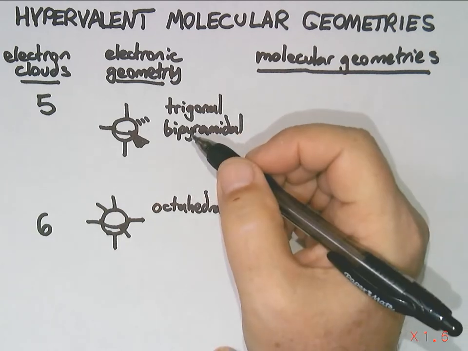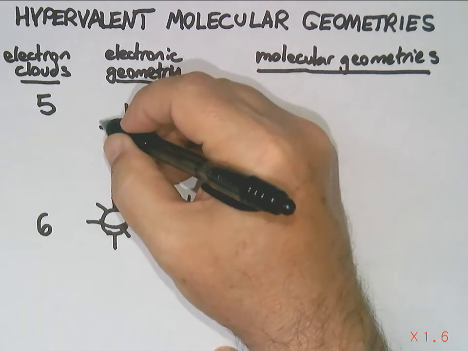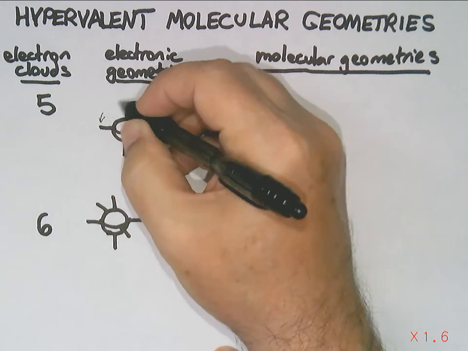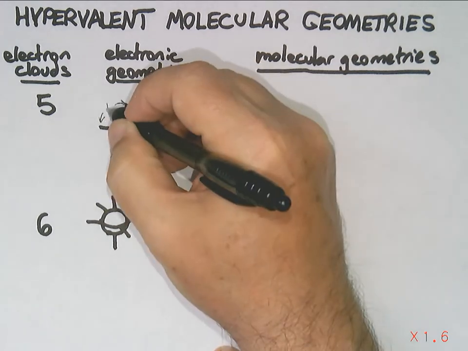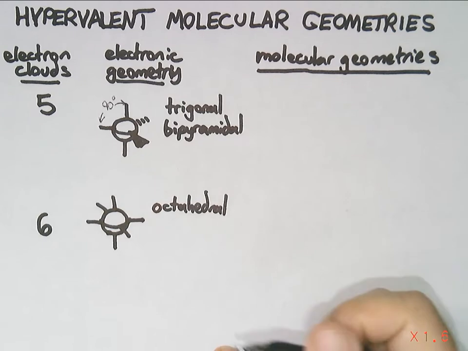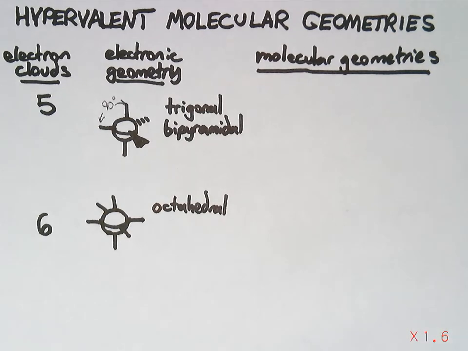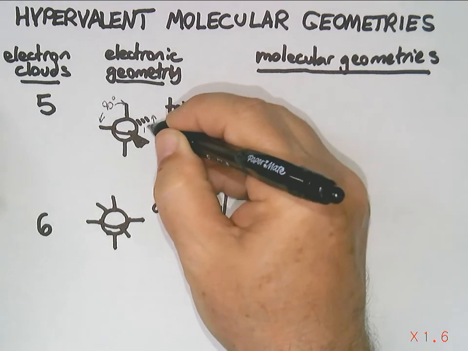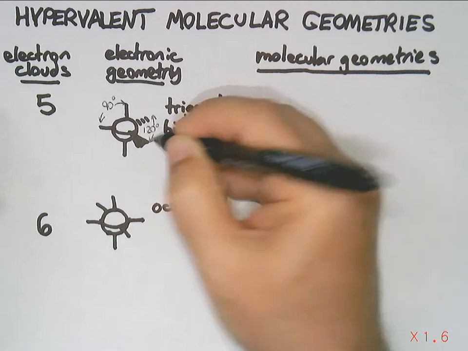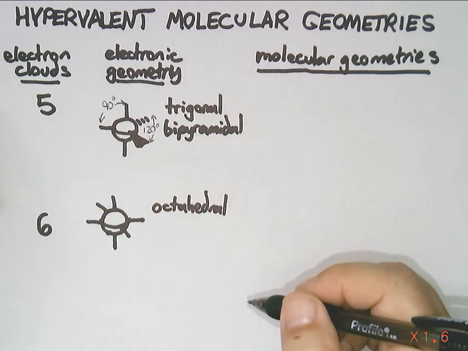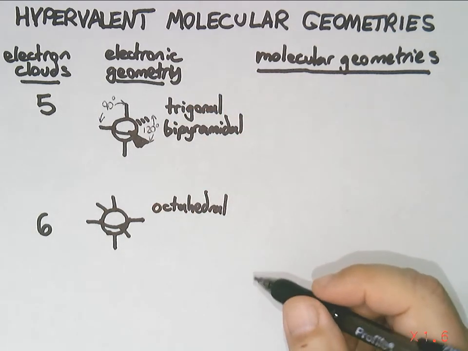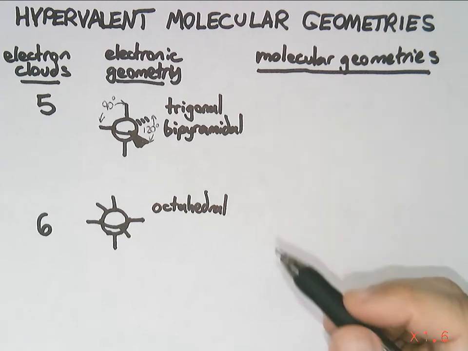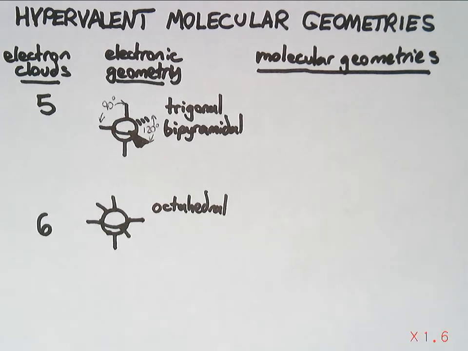So we have axial and equatorial positions on this. And the bond angles are a bit different between different pairs of atoms. You've got a 90-degree angle between the axial positions and the equatorial positions. You've got a 120-degree angle between the equatorial positions. Now, this is going to matter to us when we do our molecular geometries. Why? Here's a little aside about electron clouds.